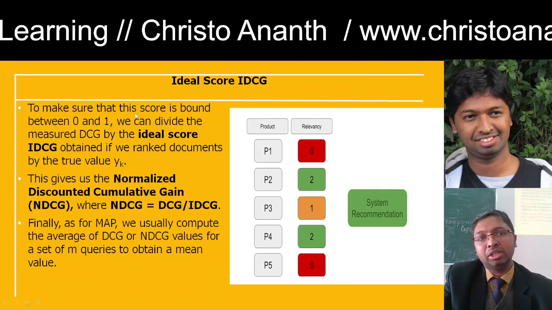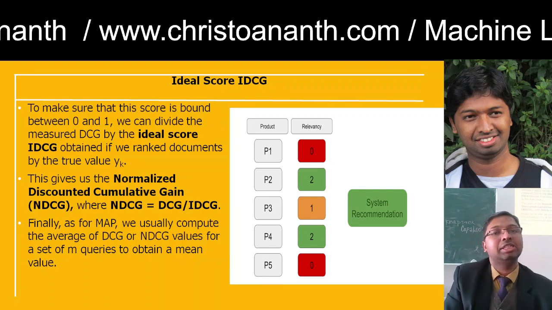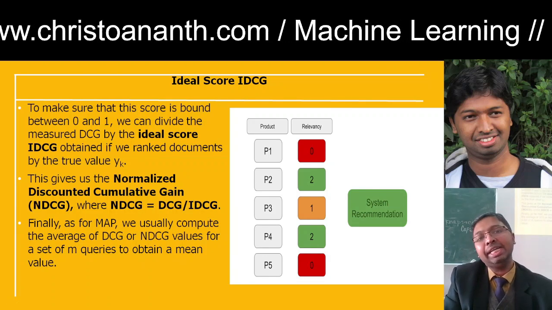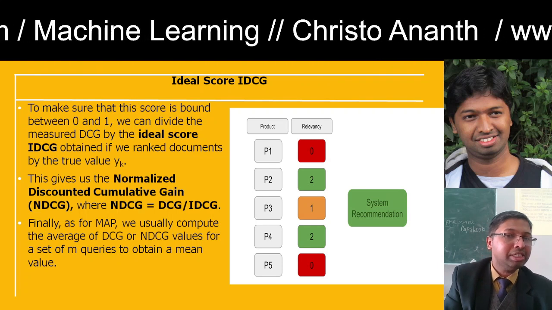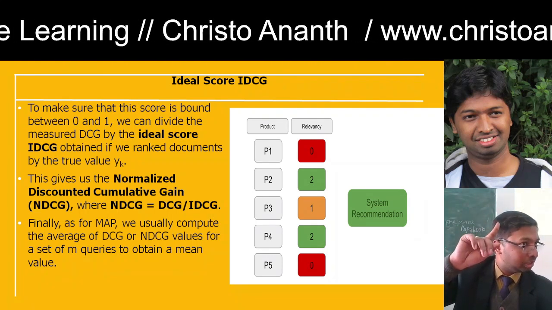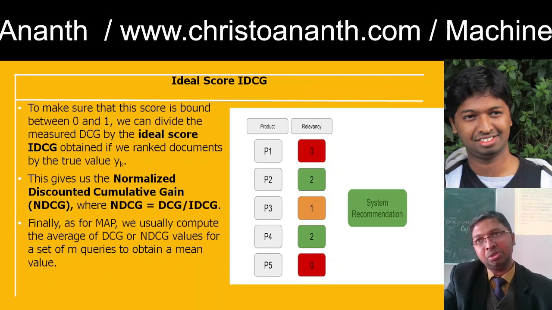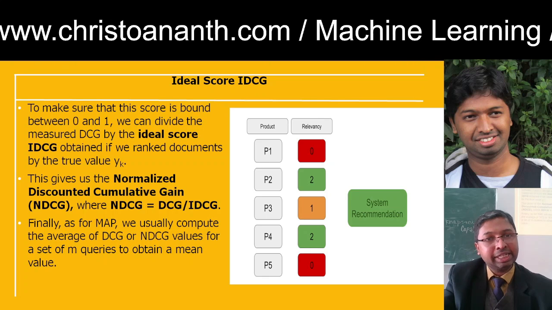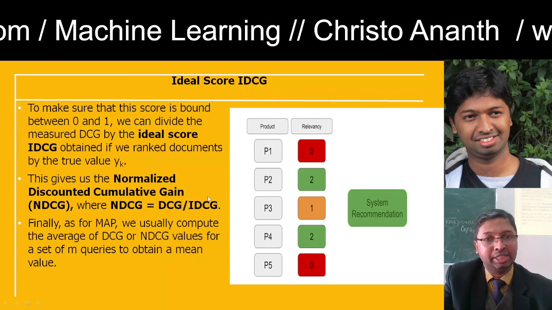When the score is between 0 and 1, we can divide this measured discounted cumulative gain by the ideal score, IDCG. So that you will have the normalized discounted cumulative gain, that is what we calculated, NDCG. So NDCG is equal to discounted cumulative gain divided by the ideal discounted cumulative gain, so DCG by IDCG.